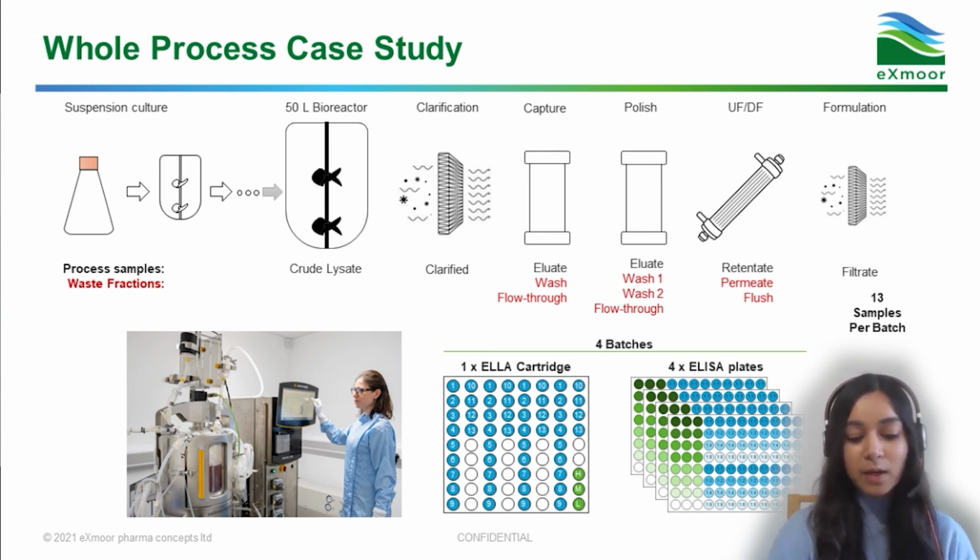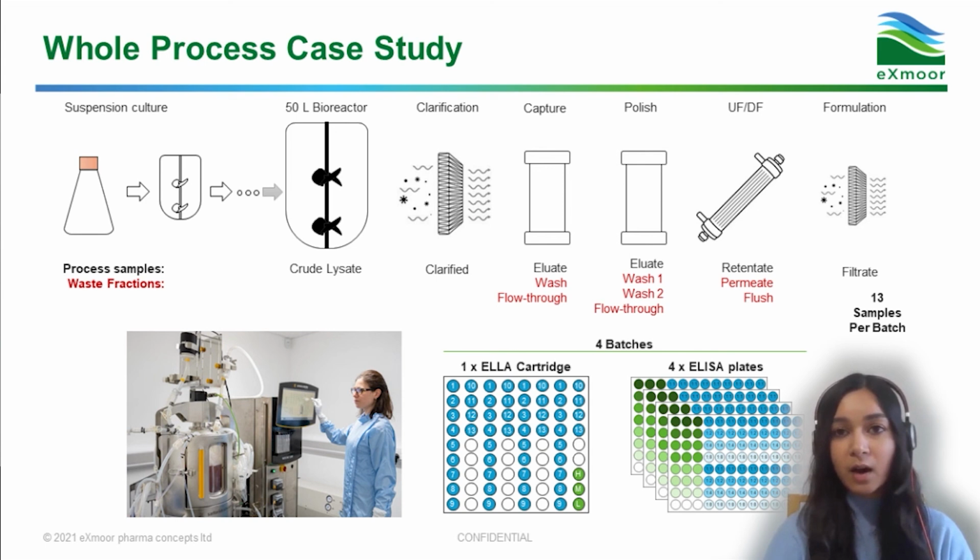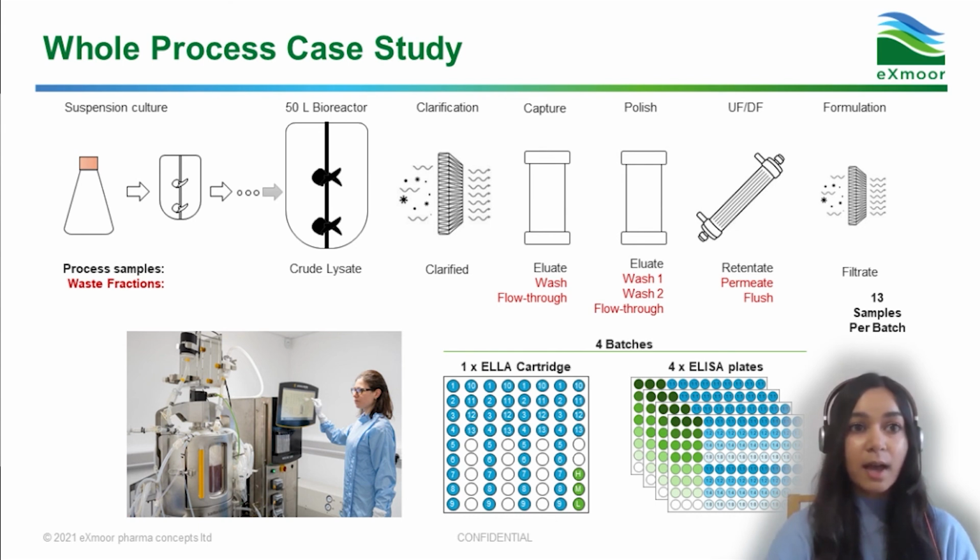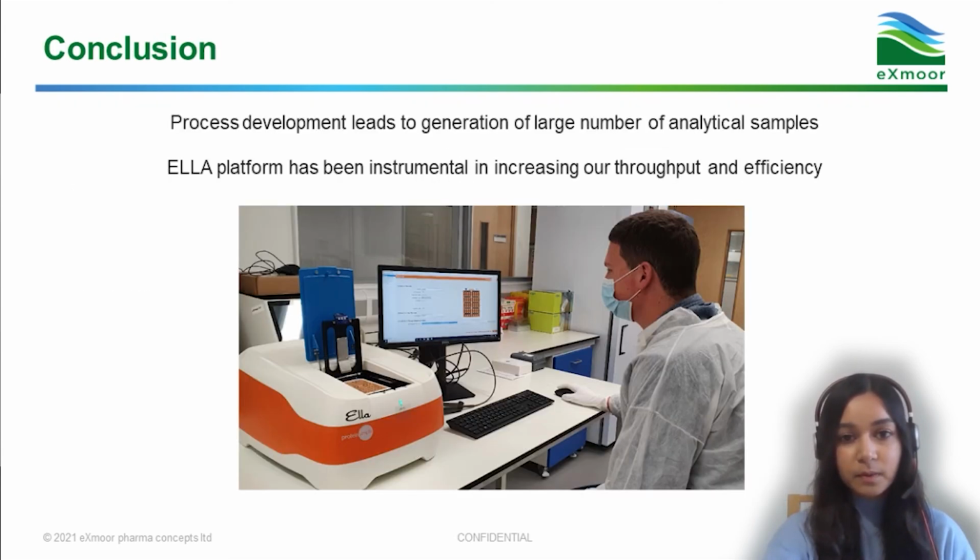And actually, when you figure out how many ELISA plates that requires, it's 4 ELISA plates compared to 1 Ella cartridge. So therefore, as mentioned previously in the previous slides, again, we're removing inter-assay variability. So not just is it increasing our precision, but also our efficiency to make process-related decisions.